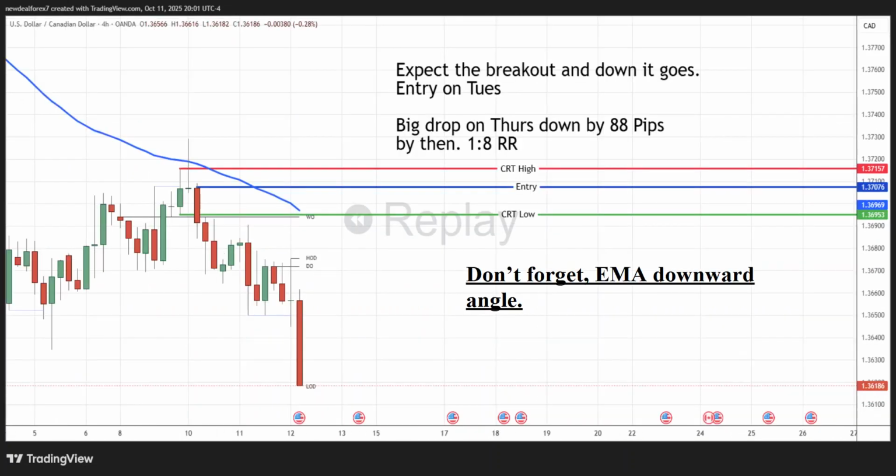So let's take a look at how it played out. This is your entry. This is a bigger picture. See already how the 50 EMA, this is zoomed out, has a strong downward slope. Range candle, money candle, trend. There you go. Okay. The entry was on Tuesday. By Thursday, price fell 88 pips. So if you're risking a 10 pip stop loss and got 80 pips plus, that's a 1-to-8 risk to reward ratio. So if you risk $10, you would have made $80. If you risked $100, you would have made $800. If you risked $1,000, you would have made $8,000.